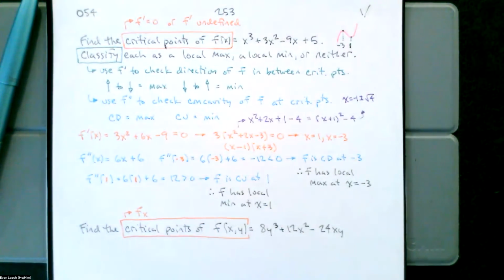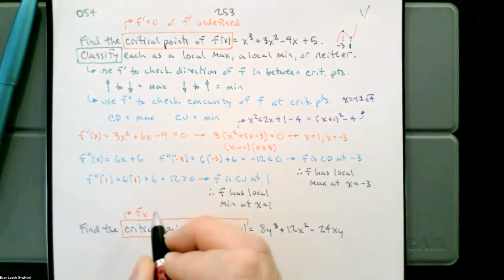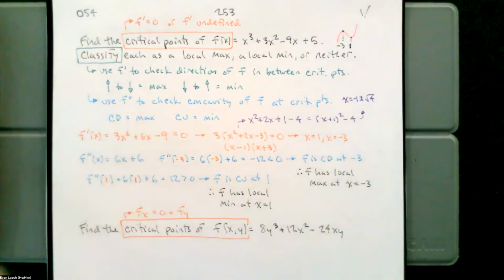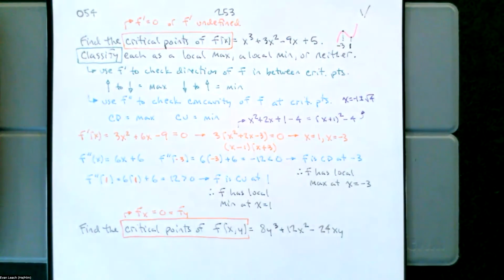There's an fx derivative and an fy derivative, and we're going to want them both to be 0. We're going to want to see this surface. Remember, this is a surface, not a curve. We want to see it flatten out in the x direction and flatten out in the y direction.